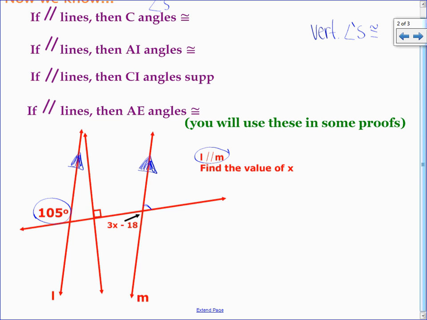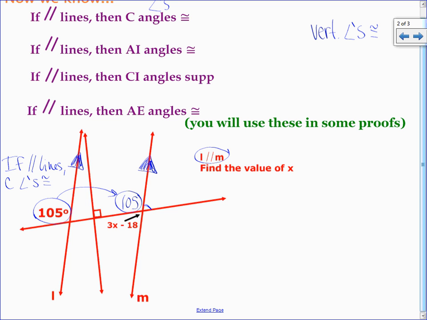How do you know that these are both 105 using one of the reasons up above? First, second, third, or fourth sentence. The question is, what kind of angles are they? The first one, they're corresponding angles. They're in the same corner. This is the upper left, and this is the upper left. Okay, so your reason: if parallel lines, corresponding angles congruent. Okay, that's how we know that.